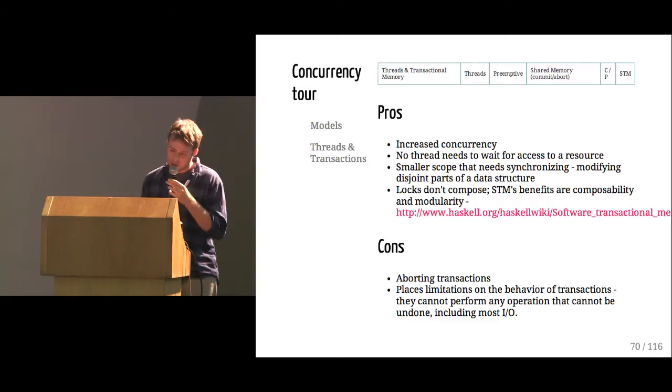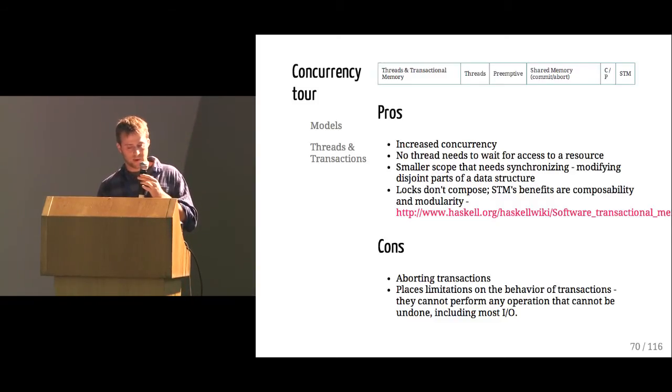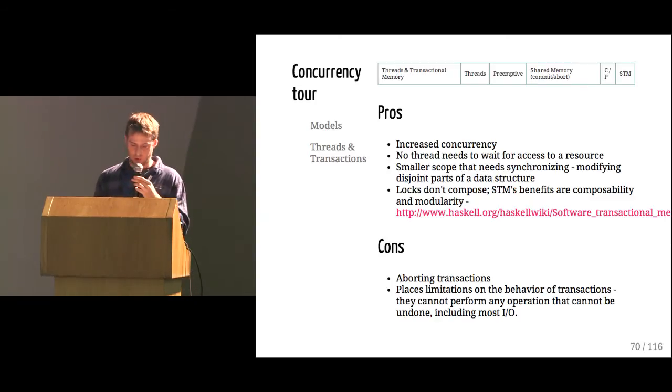So one advantage is a bit of increased concurrency compared to threads and mutexes. And I don't have much experience with this, but they say that STM composes a little better. If you have two abstractions that use threads and mutexes and you try to join them into another abstraction, you still might need to use locking to not step over each other, whereas STM is supposed to compose a little better. You can look at that link if you want to dig into that a little more.